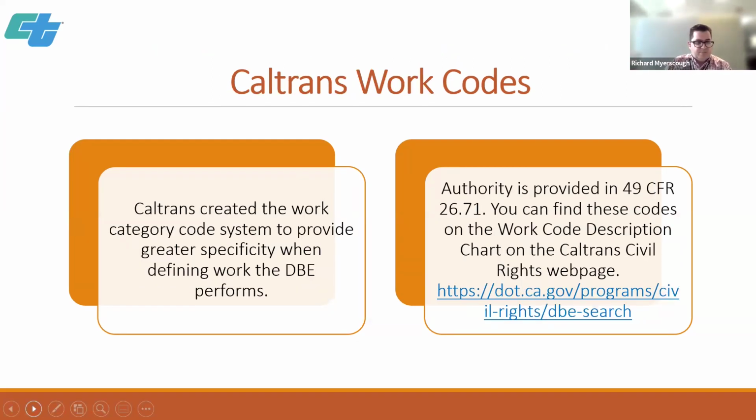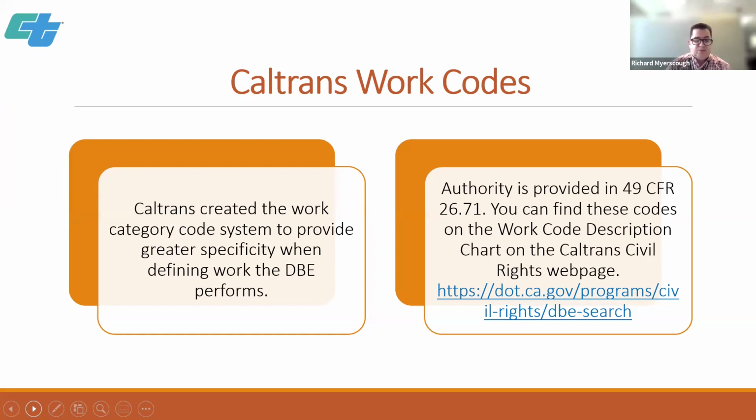Caltrans work codes, we mentioned a little bit in the previous slide. In addition to NAICS codes, we also assign Caltrans work codes. It's really for us internally, as confusing as it is to the business world, but it just helps us out. And Caltrans is allowed to do this by authority of 49 CFR 26.71, which states that a unified certification program may apply a descriptor from a classification scheme of equivalent detail and business activity. It just means Caltrans can do this legally.